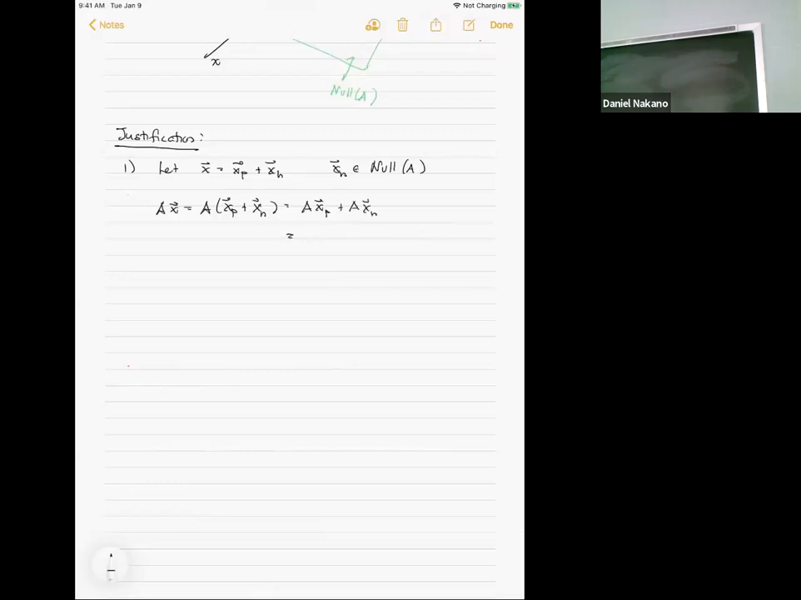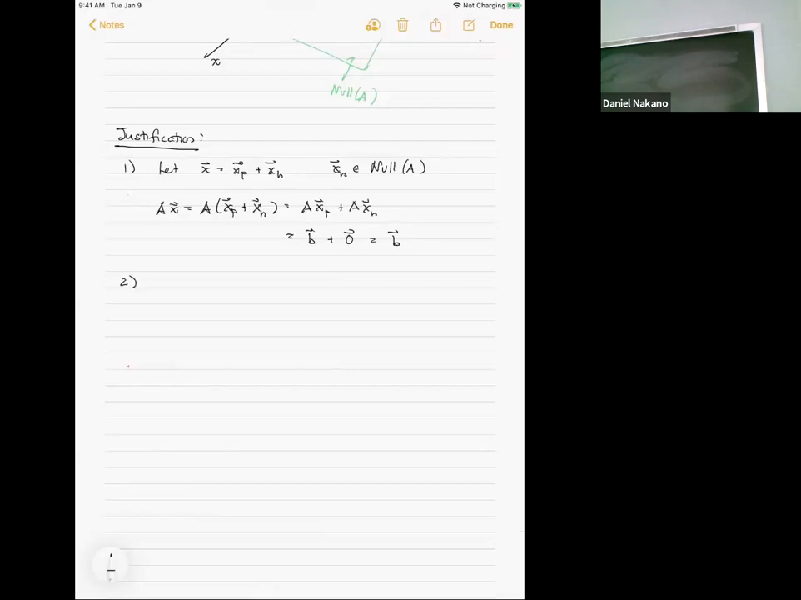Now I have a particular solution up here, so that means that this is going to be B. And then this is the homogeneous solution, so this is going to be 0. So that means that if I take A times X, I get B, when I have a particular solution plus a homogeneous solution. So this actually gives me a solution. Anything of this form. Okay?